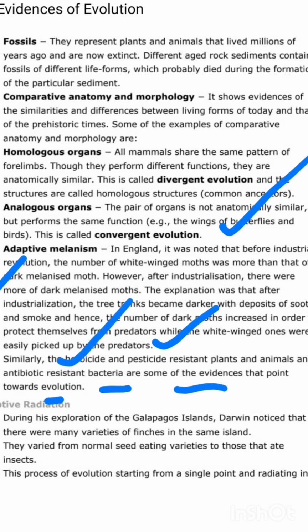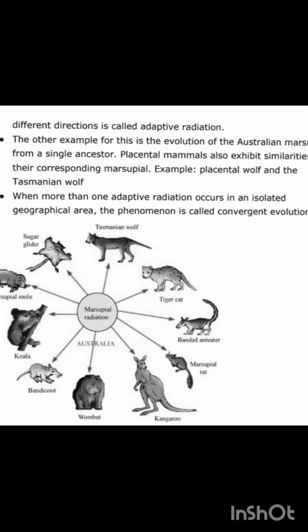Then what is adaptive radiation? During the exploration of the Galapagos Islands, Darwin noted that there were many varieties of finches on the same island. Finches are a variety of birds, and he noticed different varieties of these finches having different types of characteristic features. They varied from the normal seed eating variety to those that ate insects. This process of evolution starting from a single point and radiating in different directions is called adaptive radiation.